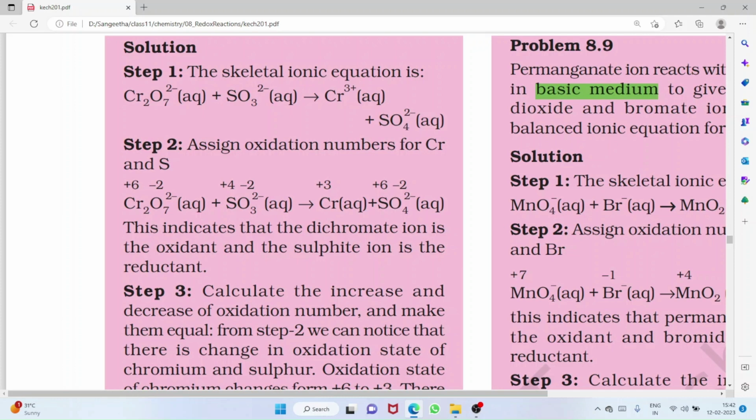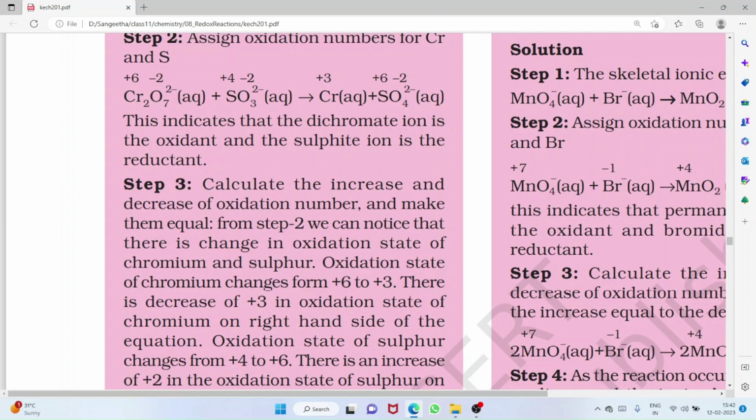Same with sulfur. Here the sulfur oxidation number is increased from plus 4 to plus 6. That is, it is oxidized. Sulfur is oxidized and chromium is reduced, from plus 6 to plus 3. Dichromate ion is the oxidant, which means it is reduced, and the sulfite ion is the reductant, that is, it is oxidized.